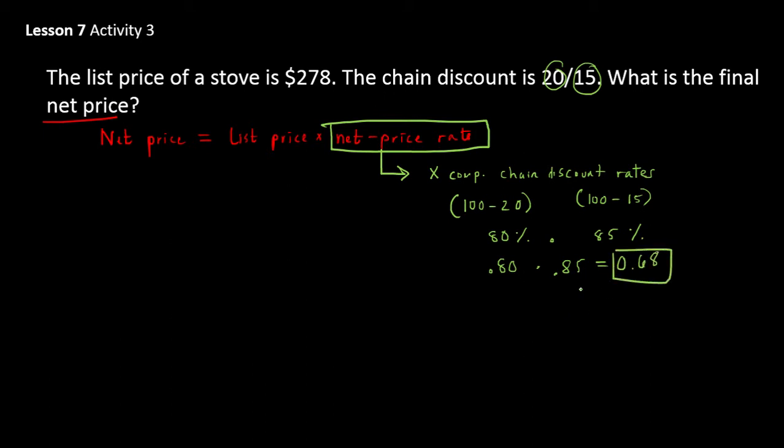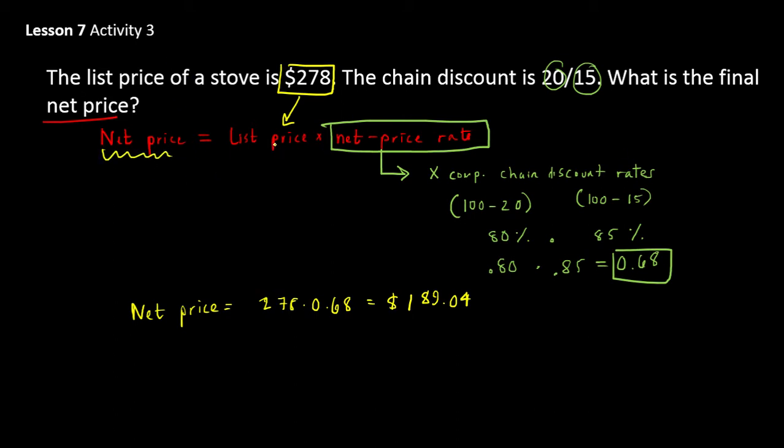I take this number, my net price rate, and multiply it by the list price. The list price was given to me as $278. So to find the net price, all I do is take $278 and multiply it by 0.68, and that gives me $189.04. Again, to find net price, I took list price and multiplied it by the net price rate. I found the net price rate by multiplying the complements of the chain discount rates.